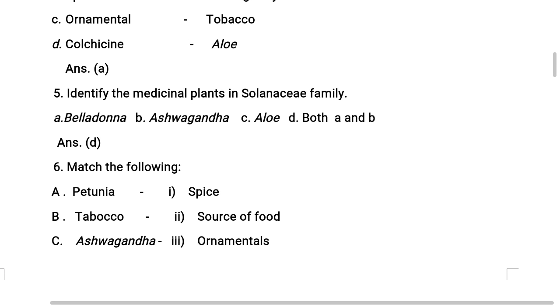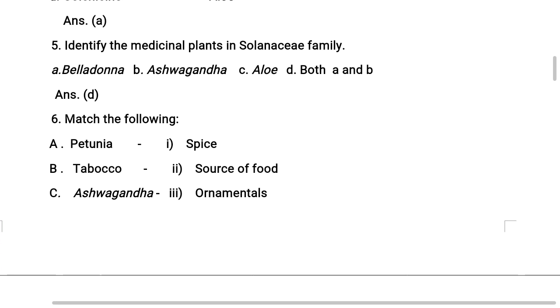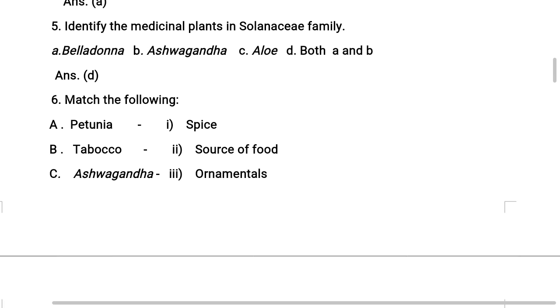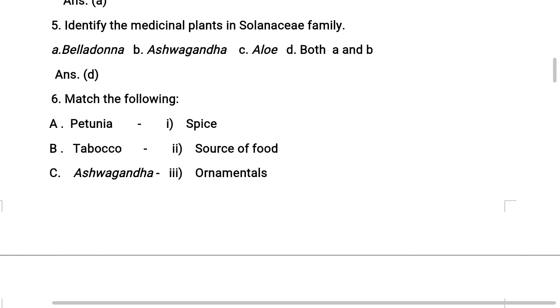Now moving to fifth question. Identify the medicinal plants in Solanaceae family. Option A, belladonna. Option B, ashwagandha. Option C, aloe. Option D, both A and B. From Solanaceae family, we need to identify which are medicinal plants.